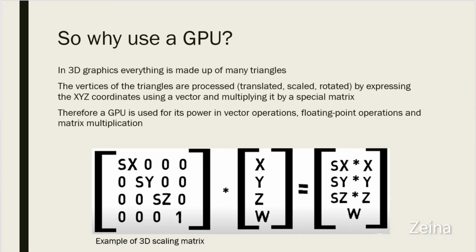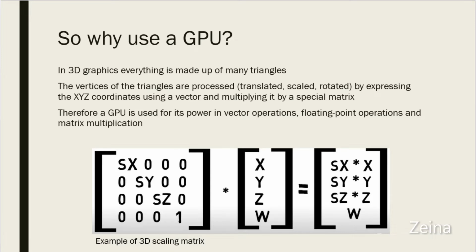So, why use a GPU? In 3D graphics, everything is made up of triangles, lots and lots of small triangles that are built together to make complicated models. Now, as you know, a triangle has three vertices and each has a coordinate in the x, y, and z dimensions. So one of the things that happens in 3D graphics is those vertices need to be processed, for example. They might need to be moved from one place to another, that's called translation. Maybe they need to be scaled to be bigger or smaller, and of course they can be rotated. Now, these three basic operations are called a transformation.